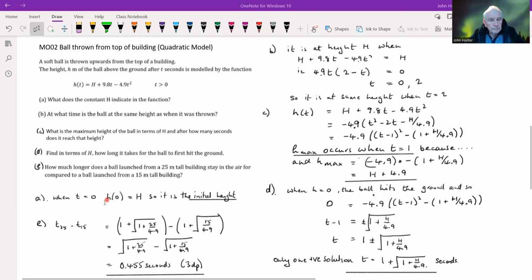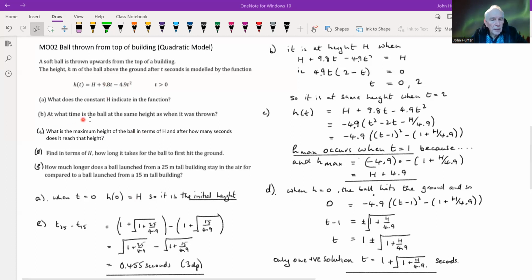Okay, so, well, we've got that down here. Part A, when t equals 0, h0 is equal to h. I mean, these t terms fall out. So it's the initial height. Okay, I think that should probably say t greater than or equal to 0. But that is the initial height when t equals 0. Okay, so that is that bit.